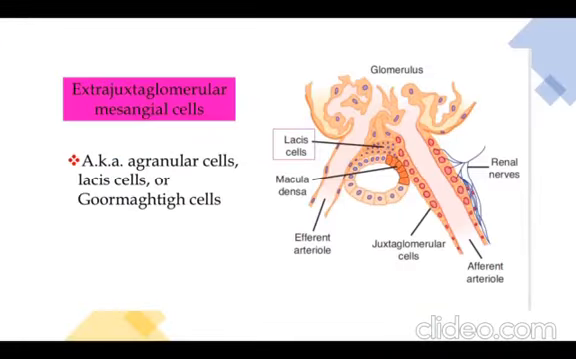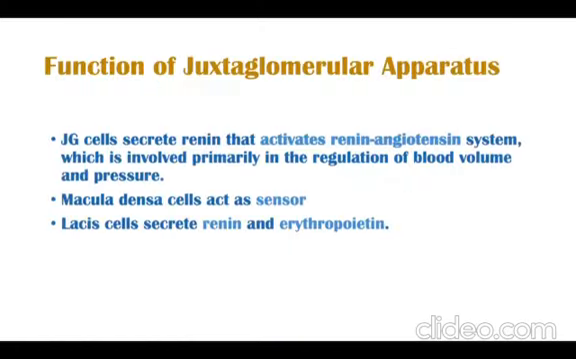So we also have Lacis cell. Lacis or Goormaghtigh cell. Goormaghtigh cell present in the triangular space formed by efferent and afferent arterioles and the macula densa. So, Lacis cell ni secretes some quantity of renin and erythropoietin.